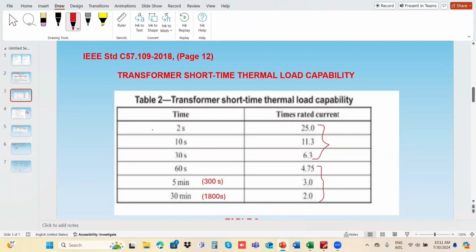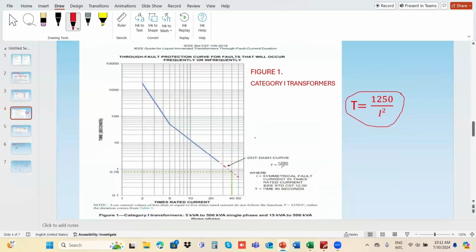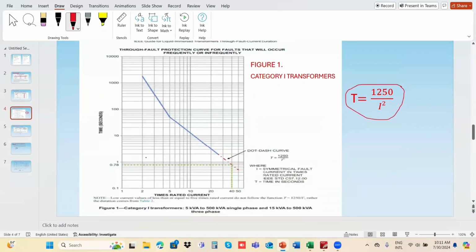And if you notice, the minimum time is 2 seconds, and the maximum current is 25 times the rated current. So if we go back to Figure 1, the maximum is at 2 seconds, this one. So meaning this line is 2 seconds.